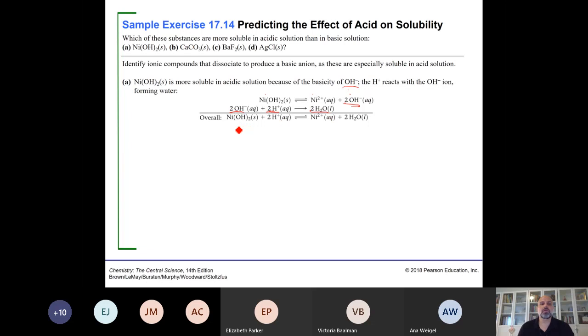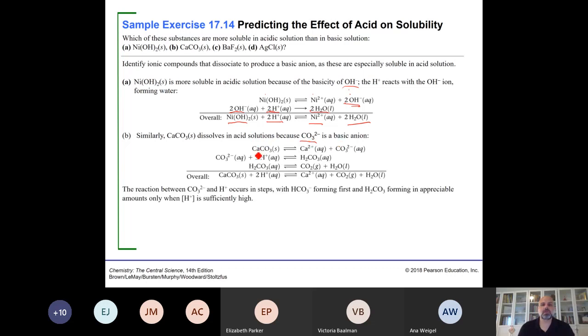So you can see overall, when you add these two equations together, the nickel hydroxide reacts with protons and forms nickel ions plus water. Basically you're able to increase the solubility of nickel hydroxide in an acidic solution. If we look at calcium carbonate, it's going to dissolve in an acidic solution because the carbonate ion is a basic anion, right?